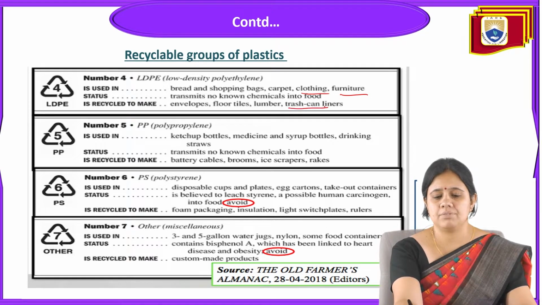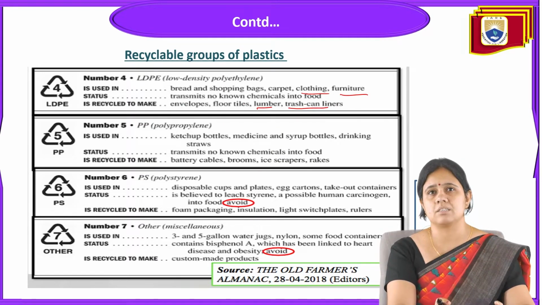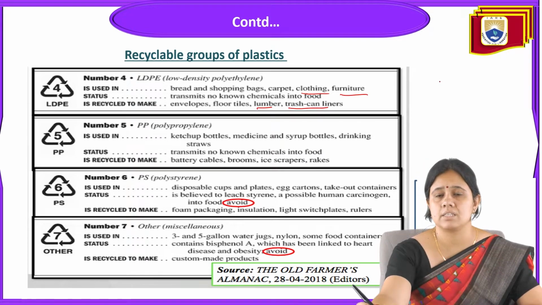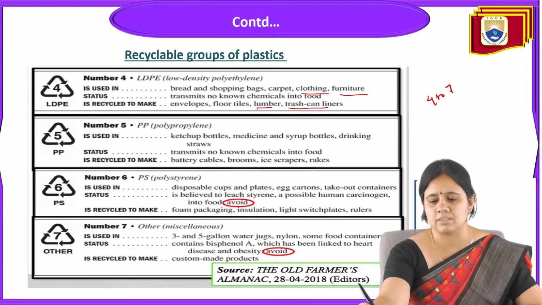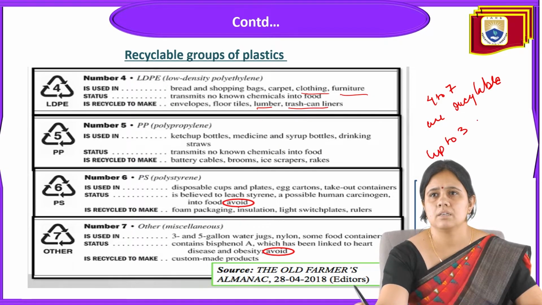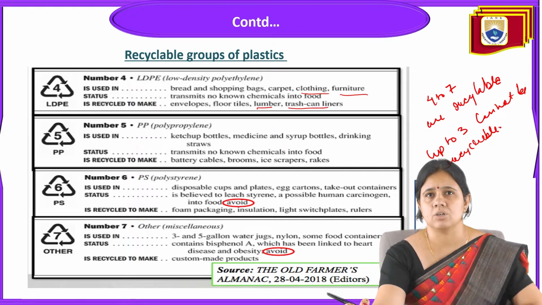So these are the different areas. The plastics 4 to 7 we can recycle, but up to 3 we cannot recycle. So 4 to 7 are the recyclable group of plastic. Otherwise, up to 3 cannot be recycled. This is a very important point regarding plastic.